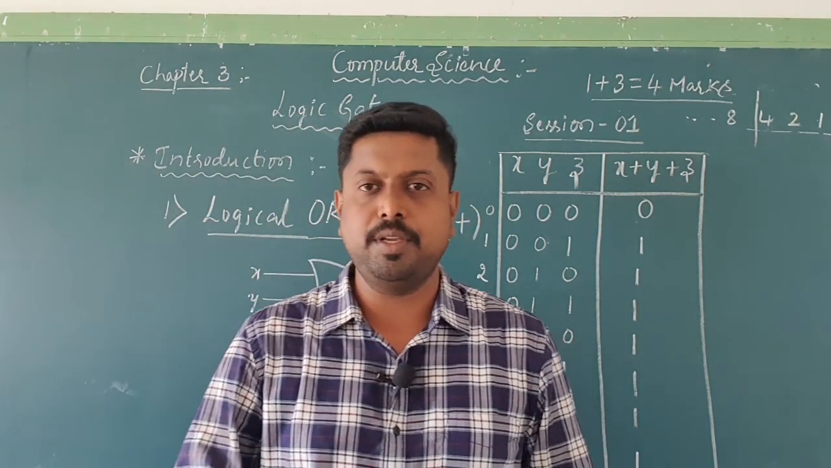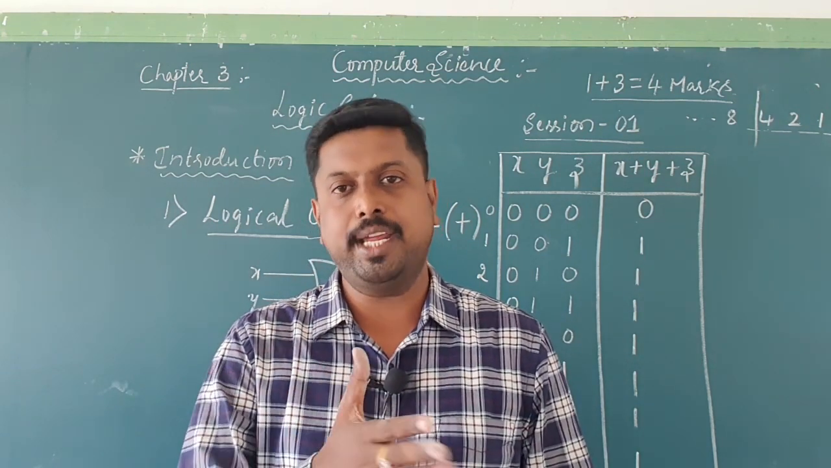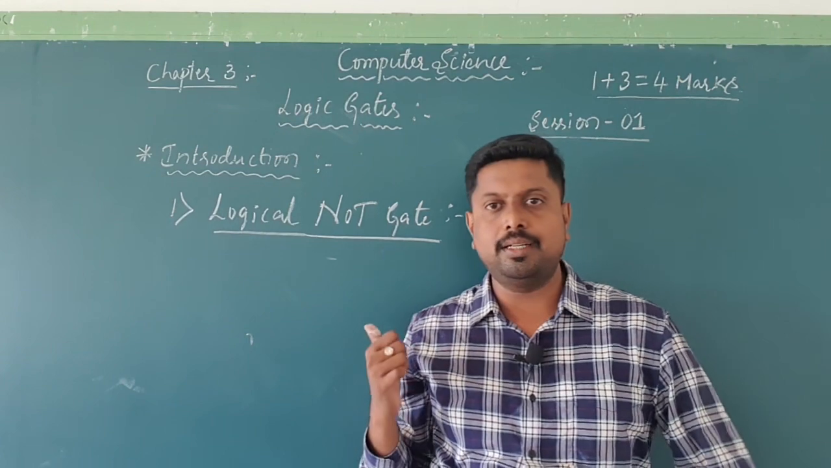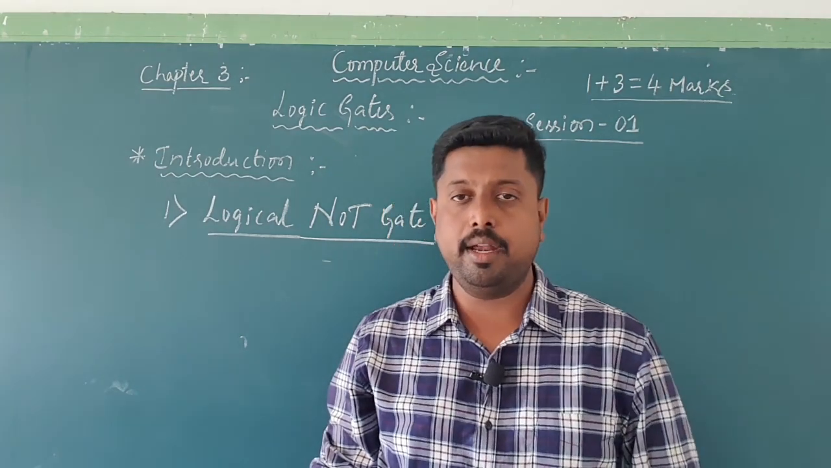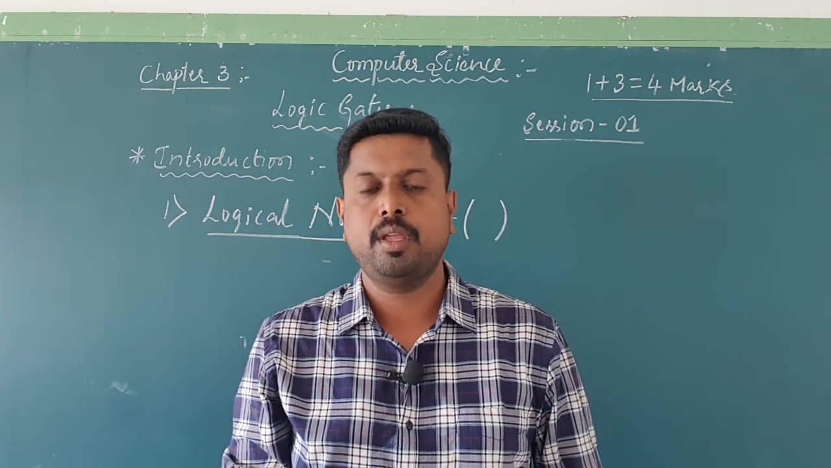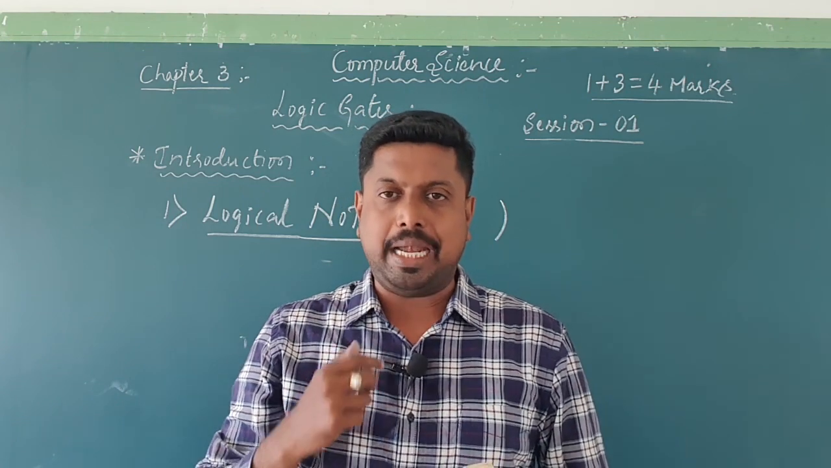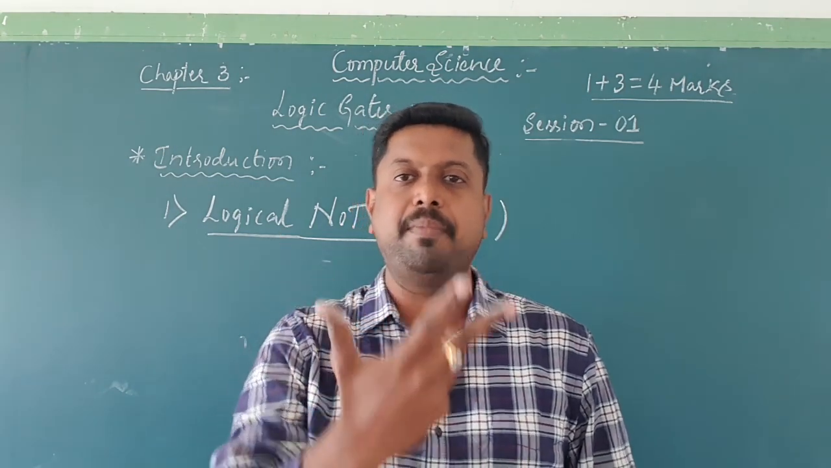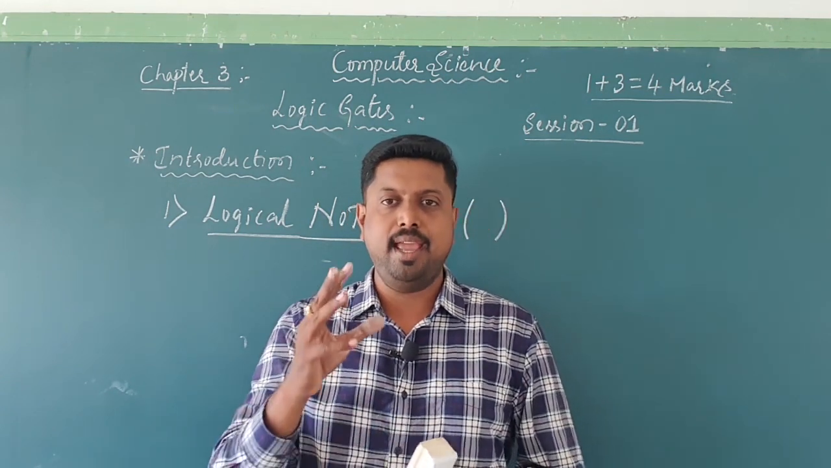Then, after this, we are coming to one more basic gate, what we call the logical NOT gate. So the third basic gate is the logical NOT gate. Before going to the definition, we have one more name for the NOT gate, that is inverter gate. Inverter, why? Because whatever input you give to the NOT gate will be converted into its complement. So that's why usually we call the NOT gate the inverter gate also.